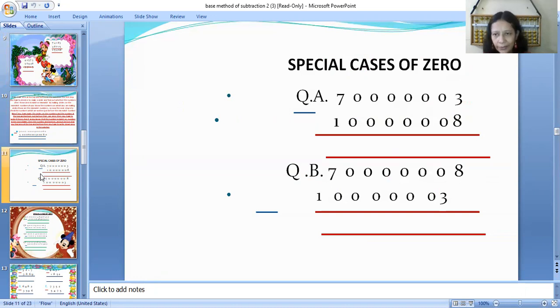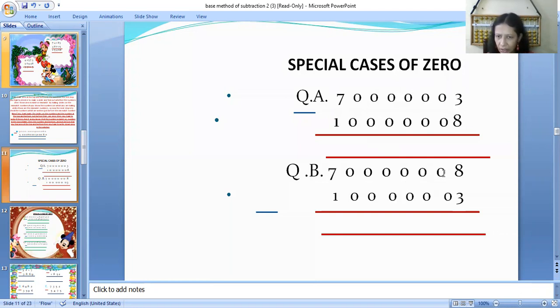Now you look at this question. This question is very important. See, I'm showing you here. These are the special cases and all the zeros are here. What you have to do here is, you look here, this is 3 and 8. This is the question in which you will make a circle because this is a mismatch.